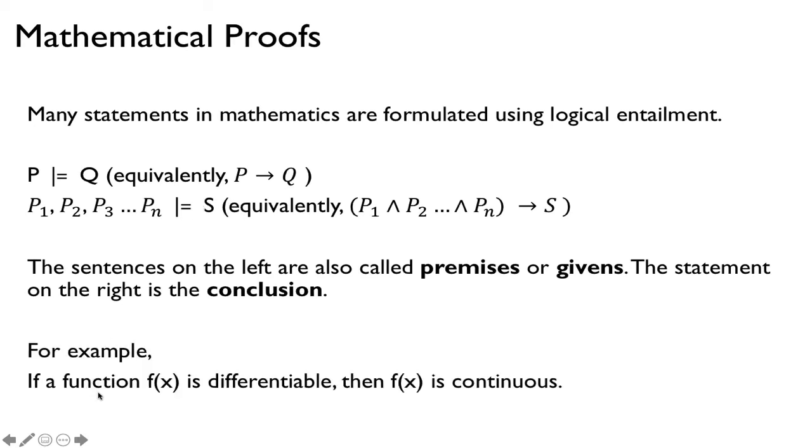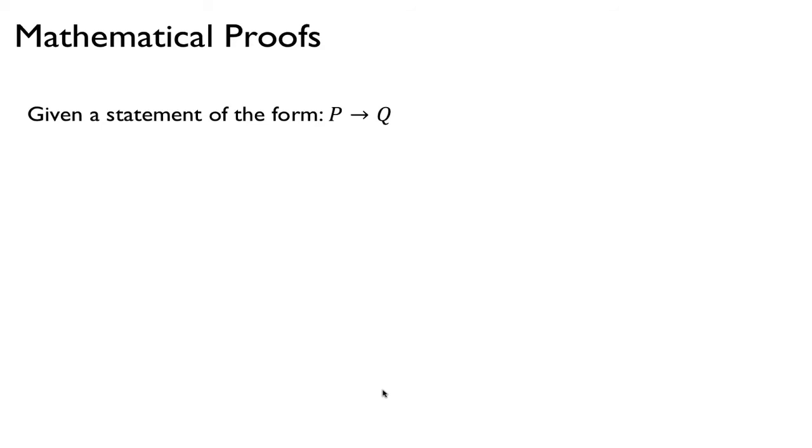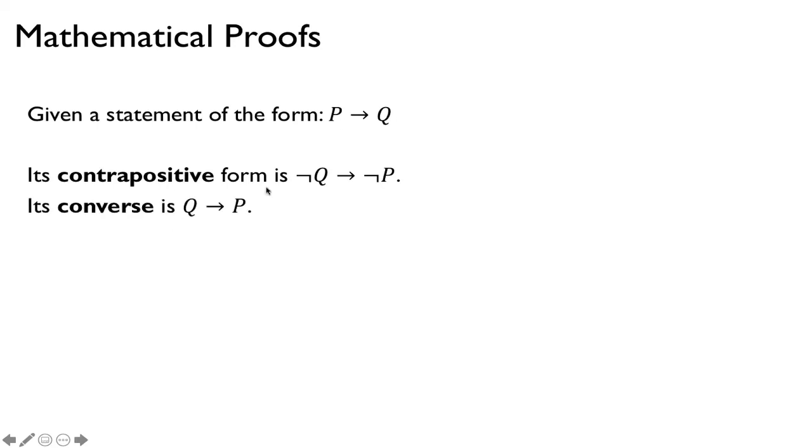So for example, if a function f is differentiable, assuming that f(x) is differentiable, we can prove that f(x) is continuous. So this is a theorem in calculus. Given a statement of the form P implies Q, we have a bunch of statements that we can generate from this. If I flip the order and negate both of them, not Q implies not P, this is called the contrapositive. The converse is just flipping the order, Q implies P. The inverse is negating P and Q but preserving the order, not P implies not Q.